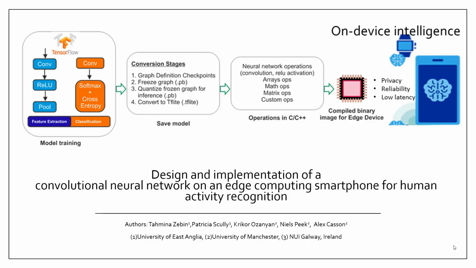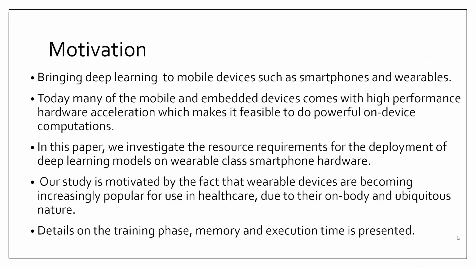Welcome to this talk on design and implementation of a convolutional neural network on an edge computing smartphone. Our use case in this scenario was human activity recognition from wearable devices. If I begin with what motivated our research, it would be we wanted to bring deep learning models to mobile devices such as smartphones and wearables so that we can have on-device intelligence.